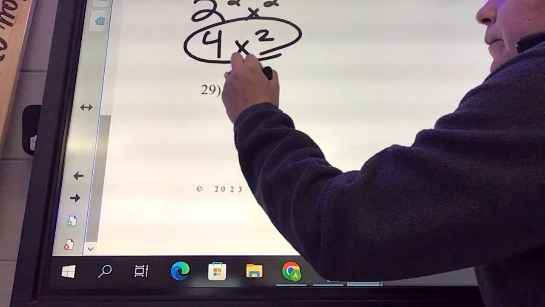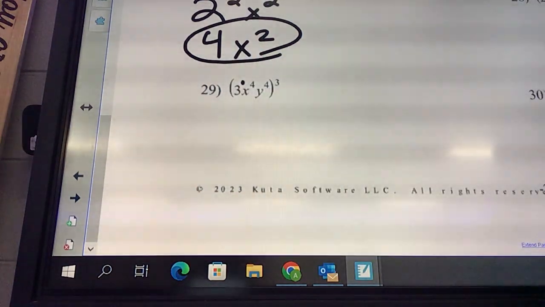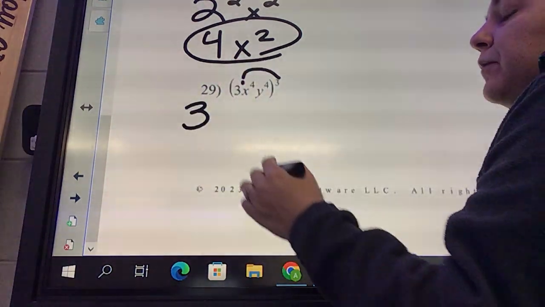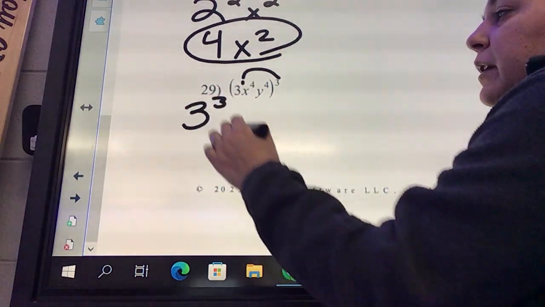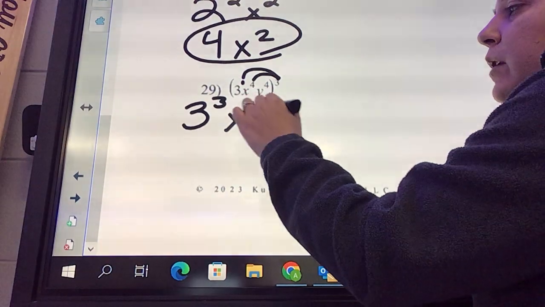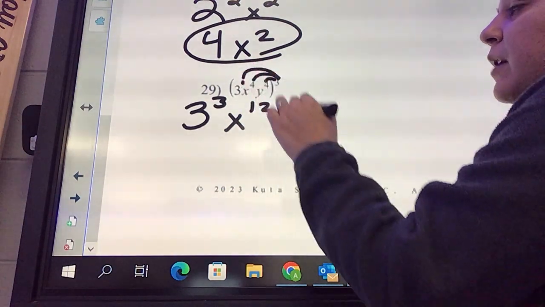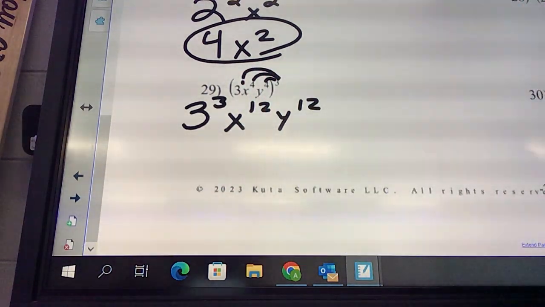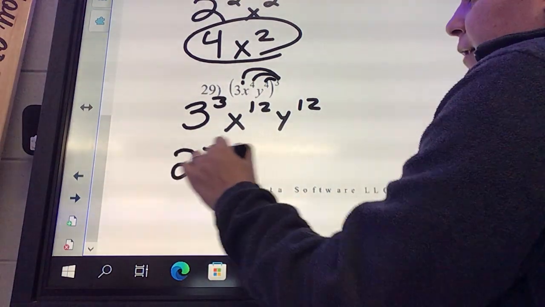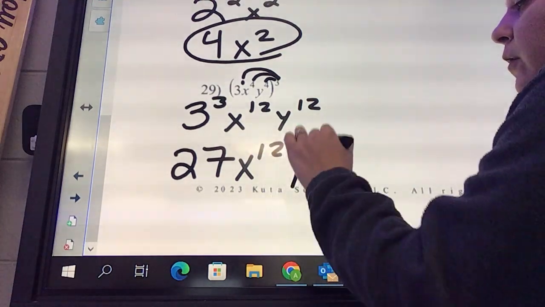Okay, last one. I can put a 1 on the 3. Okay, so I'm going to get 3 to the 3 times 1. It's going to be 3. X to the 3 times 4. 12. Y to the 3 times 4. 12. Okay, what is 3 to the 3rd power? 27. X 12. Y 12.